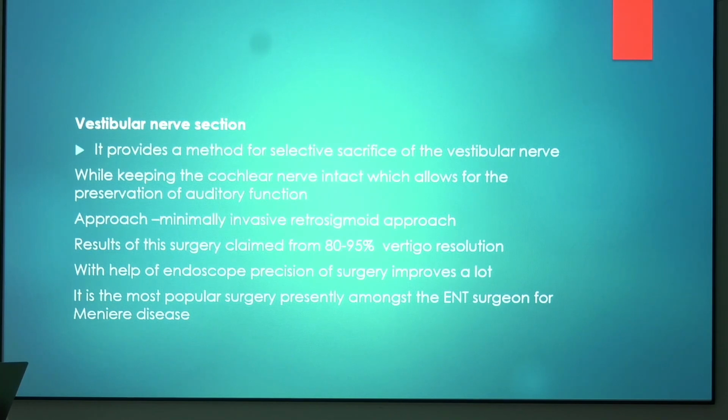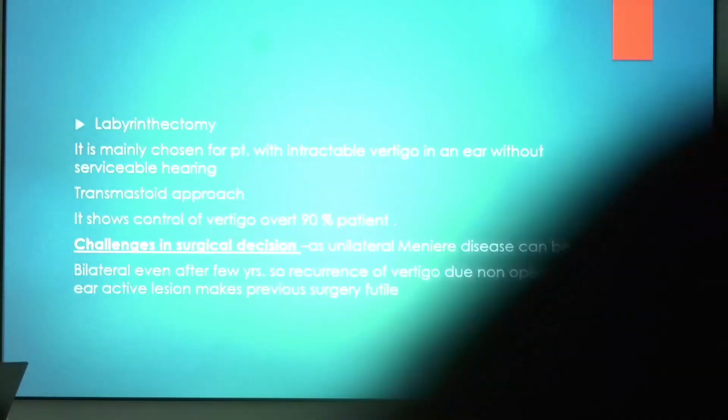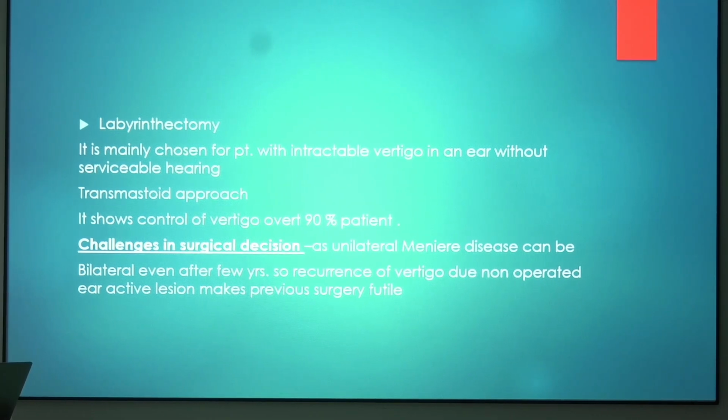Vestibular nerve section, probably my next speaker, Varunbhai, is going to give a wonderful lecture on this, so pardon me for skipping this slide. Similarly, labyrinthectomy: when serviceable hearing is not there, then we can use labyrinthectomy with good control. What are the challenges in surgical decision? Again, nowadays it is controversial, but in unilateral Meniere's disease, when we operate, the patient may develop bilateral, opposite side Meniere's disease, and then probably the previous surgery may become futile. But several papers suggest that when we operate on unilateral Meniere's disease, there are enough chances that it can prevent development on the opposite side. Probably Bhavin will say more about this.